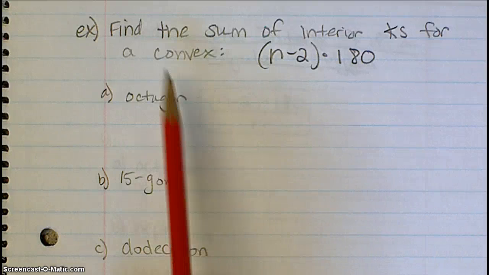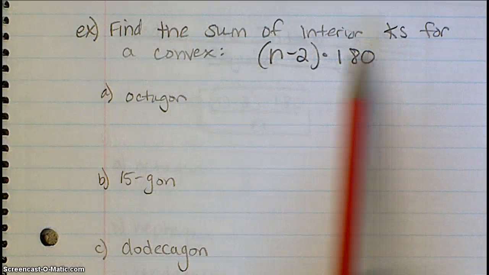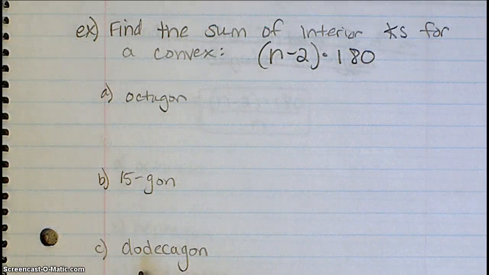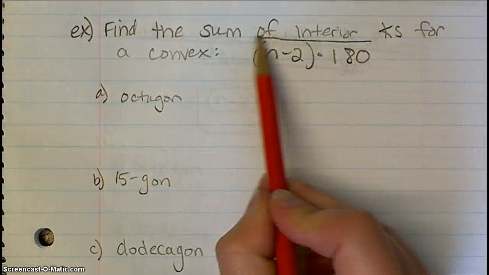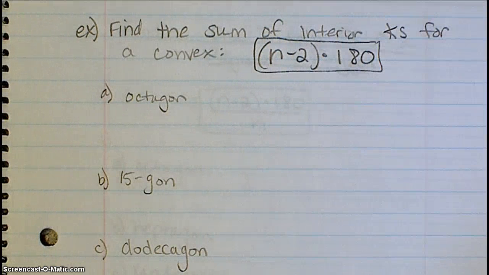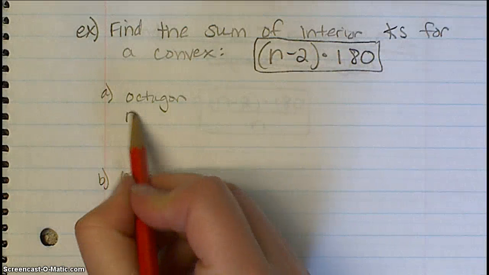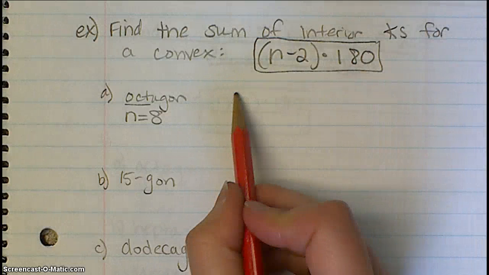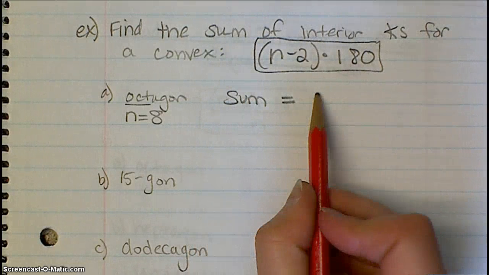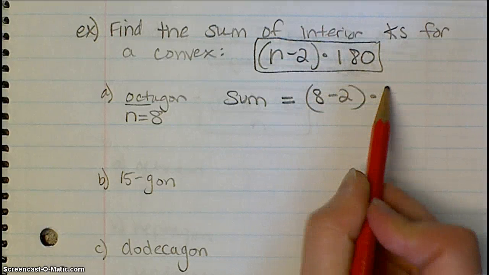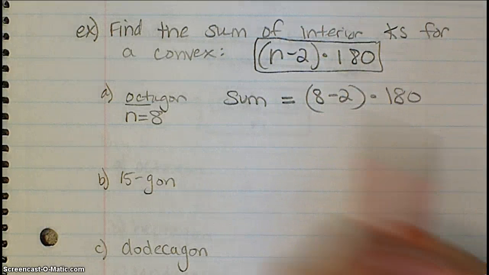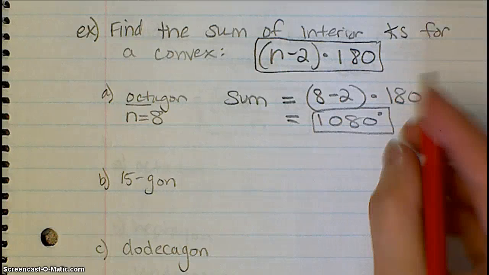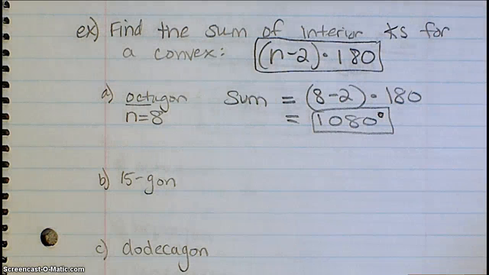So in your notebook, jot down: find the sum of interior angles for a convex octagon, 15-gon, and dodecagon. Remember that the formula that we just created is (n minus 2) times 180. So first step, you need to figure out what n is. If we're talking about an octagon, n is 8. So we have the sum is equal to (8 minus 2) times 180, and this comes out to be 1080 degrees. Make sure you put the little degree symbol on your answer, right?